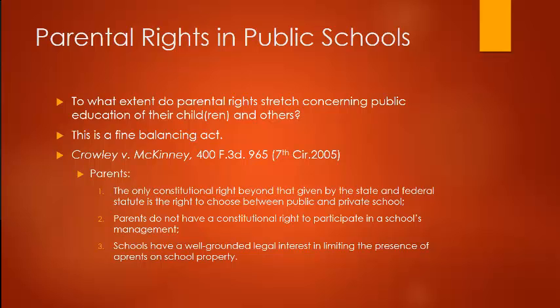So here is the case that we will examine here, Crowley versus McKinney. And what you see there at the end where it says 7th Circuit 2005, that means this case was decided in the 7th Circuit Court of Appeals in 2005. So that's the appellate jurisdiction, the second level in the federal system of courts. And it did not go to the Supreme Court. So therefore, this decision is held as it is. And so until this is challenged and changes, this is going to be the way that we see the courts interpret the law concerning parents' rights.